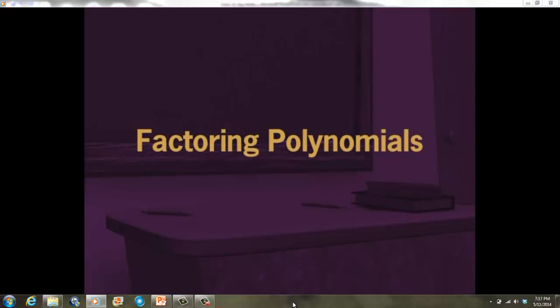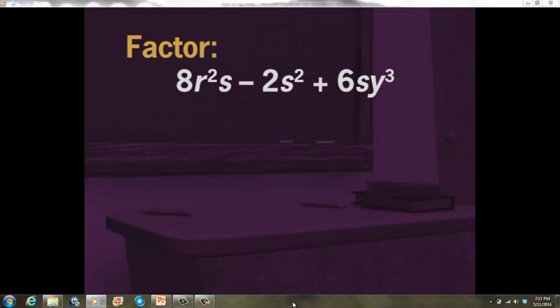Now, let's look at some that are a little more complicated. Let's factor the trinomial 8r squared s minus 2s squared plus 6sy cubed. The coefficients 8, 2, and 6 have a greatest common factor of 2. R is not common to each term. It won't be part of the greatest common factor. The highest degree of s, common to each term, is 1. So that gives us s. Y is not common to each term, so it won't be part of the greatest common factor. The greatest common factor is 2s.